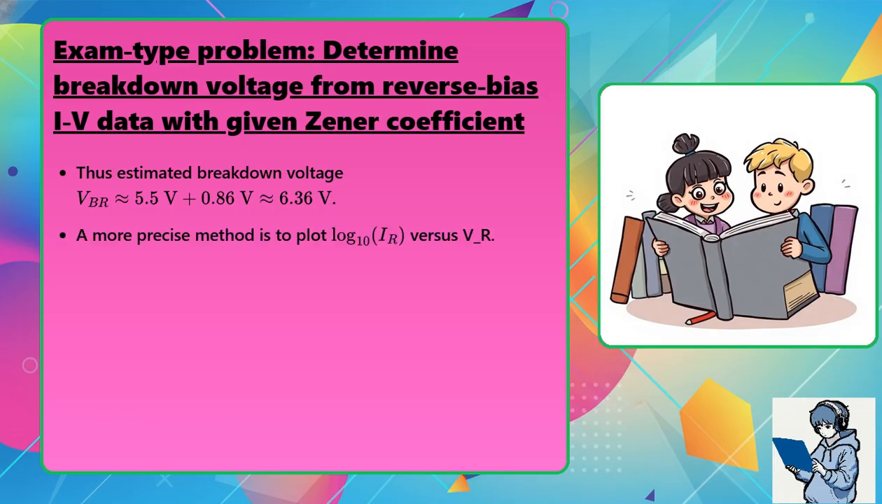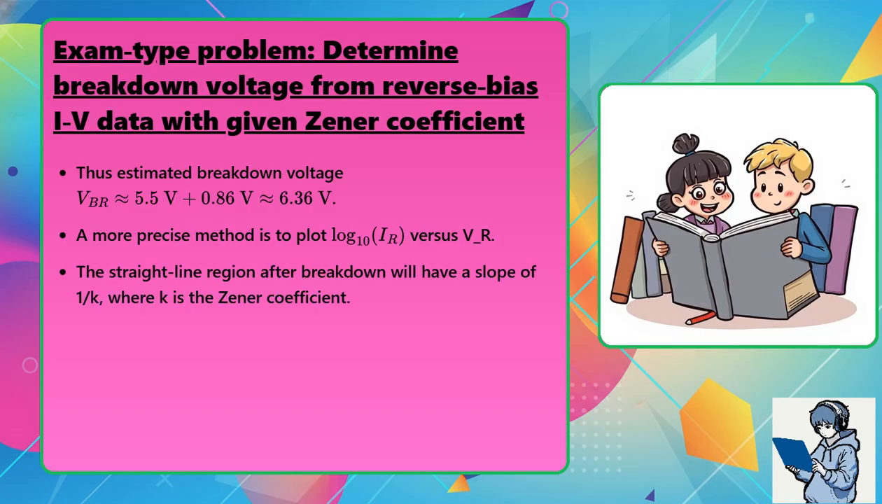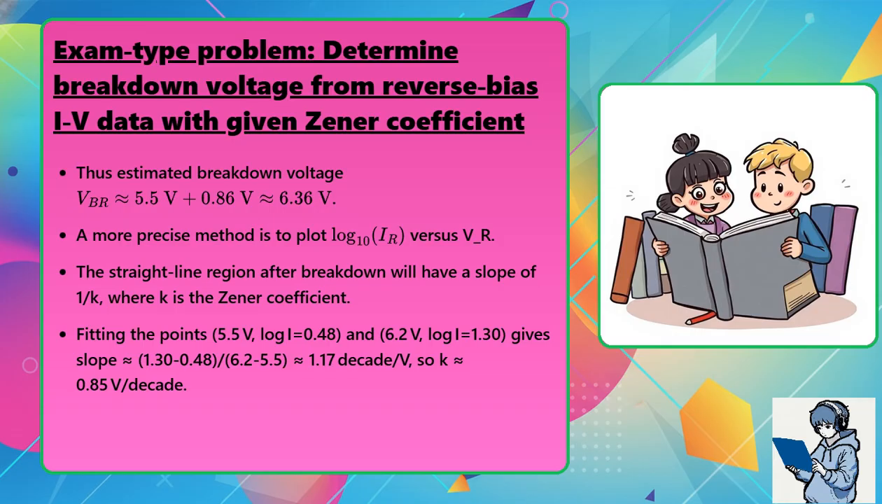A more precise method is to plot log base 10 of I sub R versus V sub R. The straight line region after breakdown will have a slope of 1 over K, where K is the Zener coefficient. Fitting the points 5.5 volts, log I equals 0.48, and 6.2 volts, log I equals 1.30, gives slope approximately (1.30 minus 0.48) divided by (6.2 minus 5.5), about 1.17 decade per volt, so K is approximately 0.85 volts per decade.